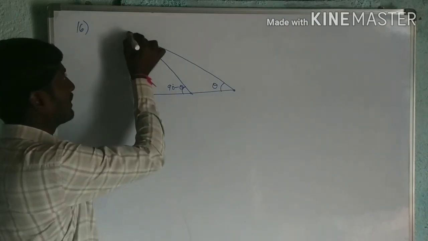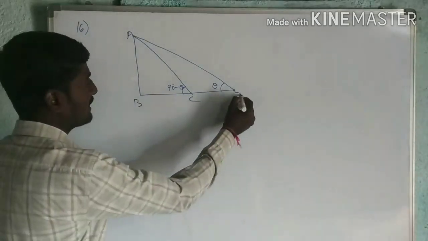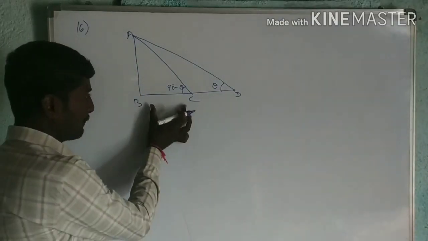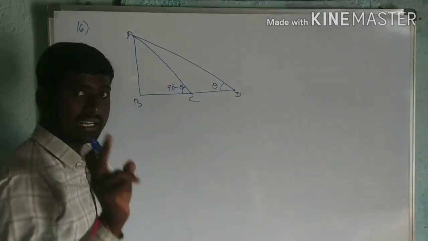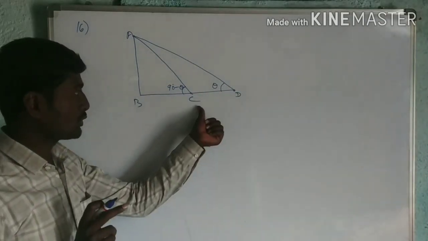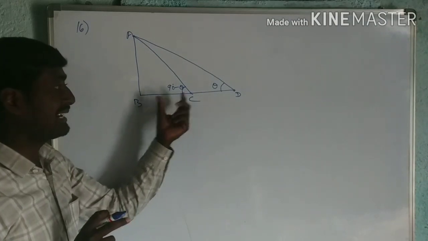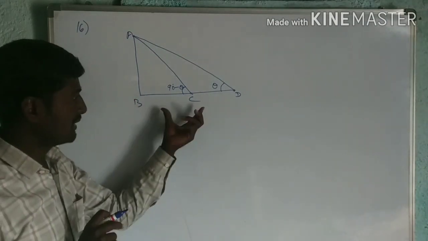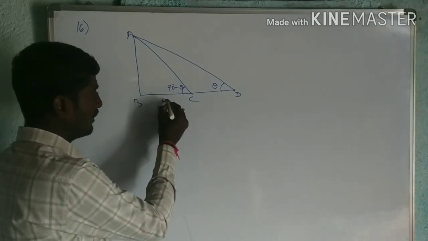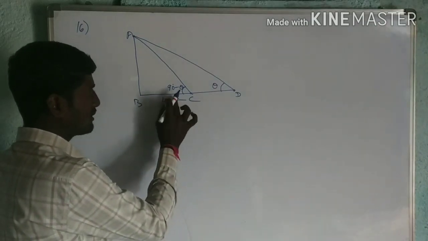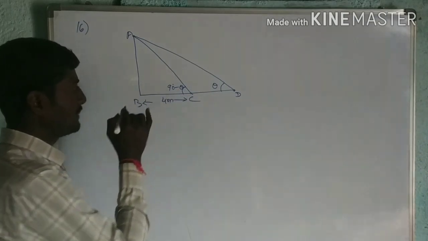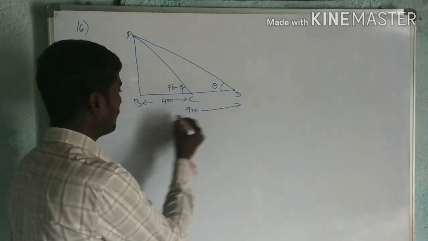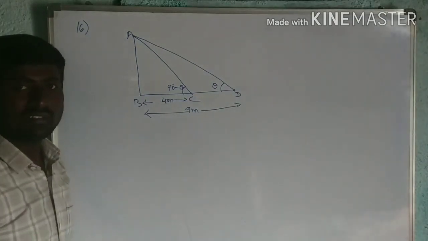This is the foot of the tower. Let us name this A, B, C, D. So for BC and BD, they said that the distances of those 2 points are 4 meter and 9 meter from the foot of the tower. That point is important. So one is 4 meter, means BC is 4 meter, and another is 9 meter, that is BD is 9 meter.